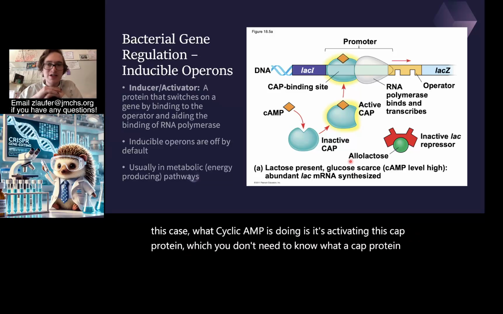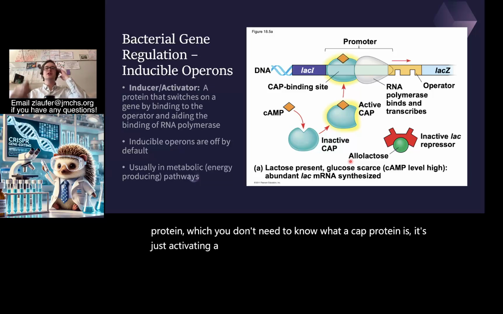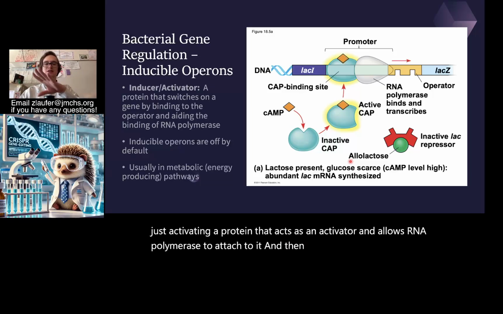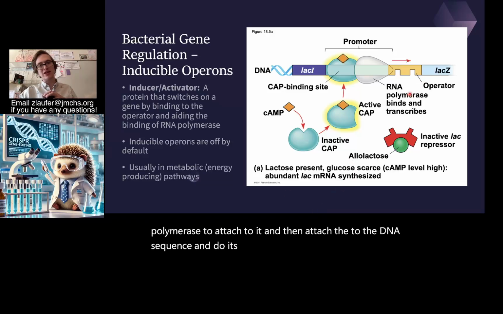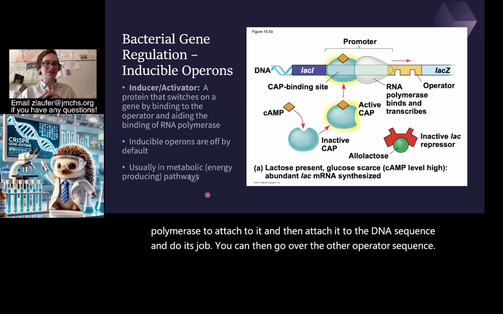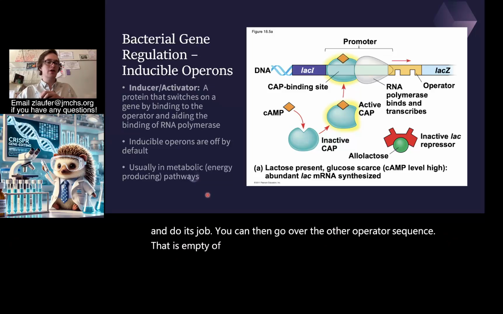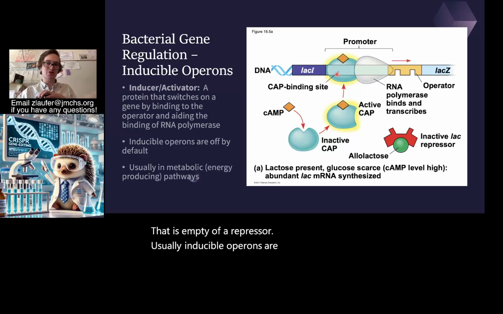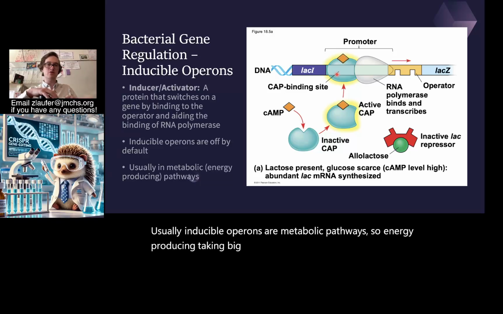It's just activating a protein that acts as an activator and allows RNA polymerase to attach to it and then attach to the DNA sequence and do its job. You can then go over the other operator sequence that is empty of a repressor. Usually inducible operons are metabolic pathways, so energy producing, taking big molecules and breaking them down, something like cellular respiration.